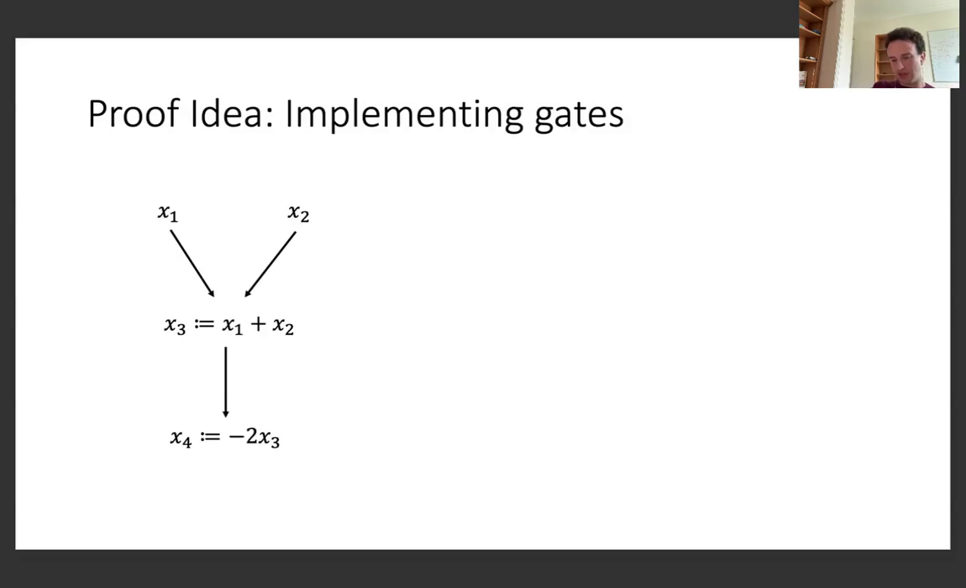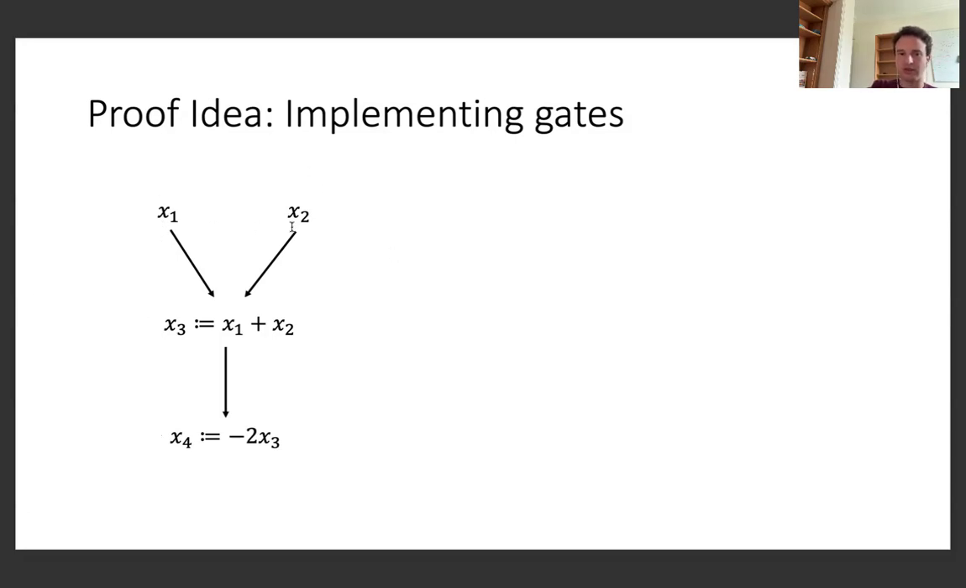So as I mentioned, we know that the problem is hard if the objective function is more general, if it's represented by a circuit. So our general idea is going to be to reduce from the version with a circuit to a problem where the objective function is just a quadratic polynomial. And as a toy example, let's consider the circuit here that we have on the left.